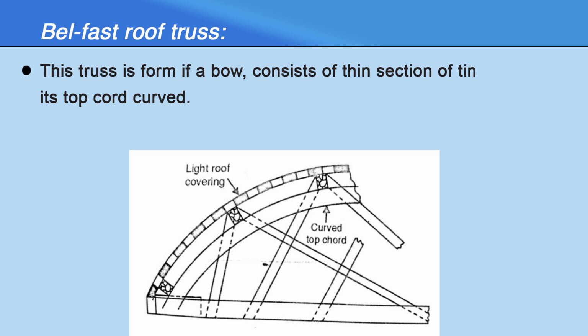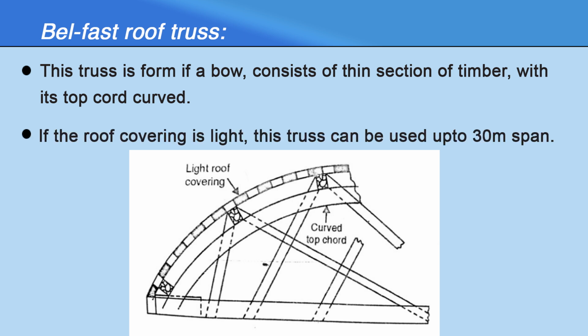Next, Belfast roof truss. This truss is in the form of a bow, consisting of a thin section of timber with a top curve. If the roof covering is light, this truss is used up to a span of 30 meters. So this is, you can say, the bell shaped curve roof.